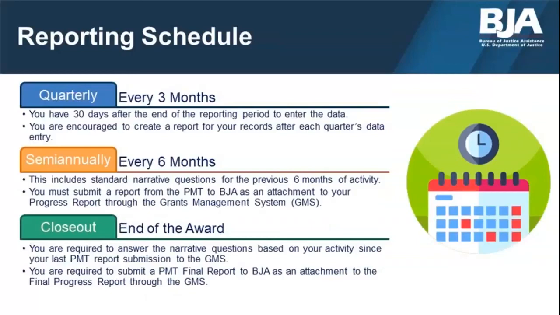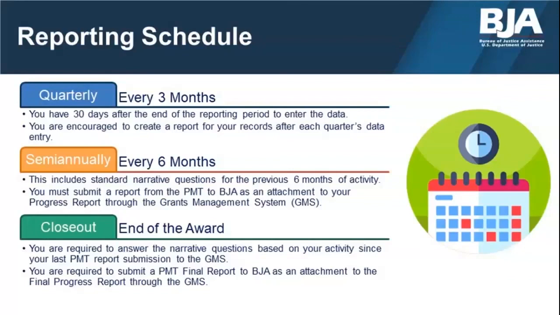Every 6 months, grantees are required to upload a semi-annual report into GMS, which is also generated from the PMT. The semi-annual report is uploaded as an attachment to your progress report in GMS, and it's due once in January and once in July. This report contains the narrative questions that we talked about on the previous slide. Closeout or final reports should only be completed once all grant funding has been expended and uploaded to GMS. If you need assistance in uploading a report to GMS, please contact the GMS Helpdesk.